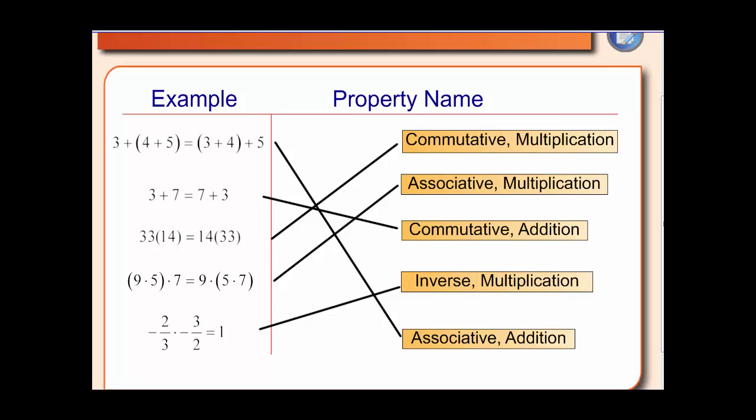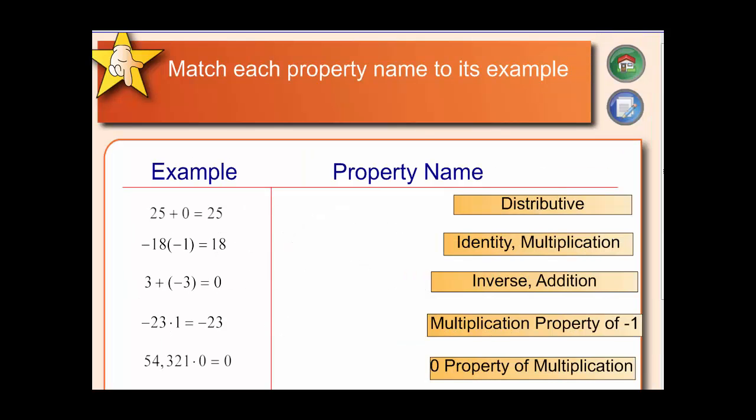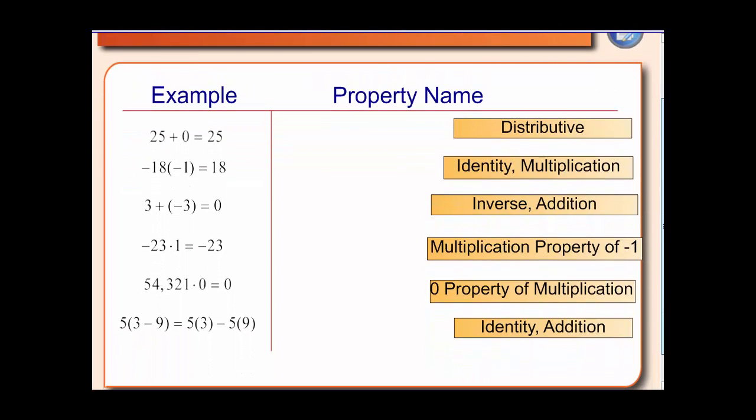Okay. The inverse for addition, then, would be, okay, what am I going to add to a number to get its identity, which was 0? So for instance, negative a plus a would give you that number. Okay. One more. Again, same thing. Take the property names and match them up with the corresponding example on the left.